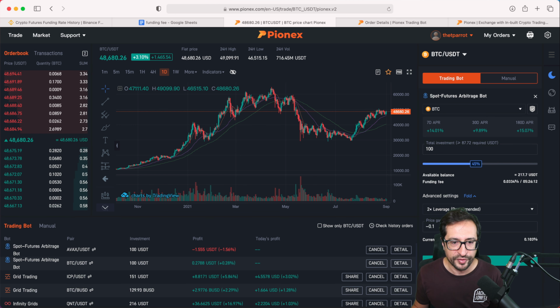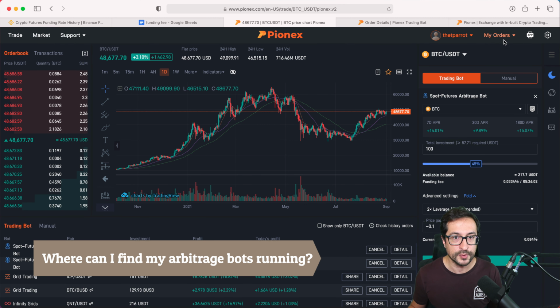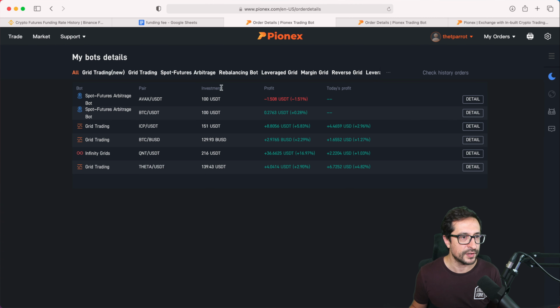Then if we keep everything in default, you just hit Create and then you wait for the bot to be created. It takes a few seconds. And after that, it's all done. Where can you find your bot running? You go to My Orders, My Trading Bots, and you're going to find it as an arbitrage bot.